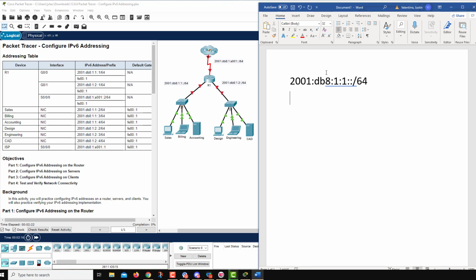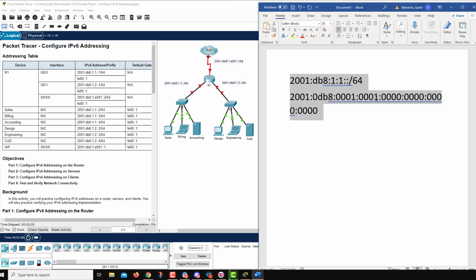Well, if we expand this using our Rule 1 and Rule 2 of IPv6, this really means 2001:0DB8:0001:0001, and then the double colon, that's all zeros. But how many zeros? Well, in IPv6, we have 8 hextets. We only have 4 displayed here, so we need 4 more. That's 5, 6, 7, and that's 8. And guess what? I've got to make my font size a little smaller now, so it all fits.